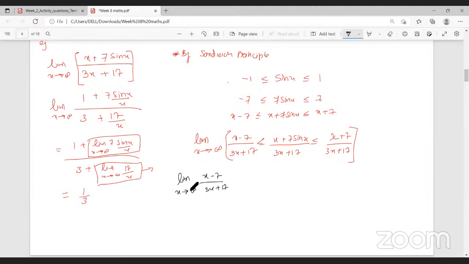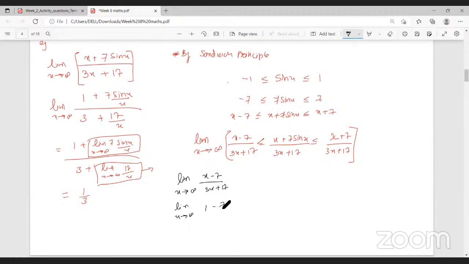Whenever the limit x tends to infinity, what do we have to do? We take x common and divide the numerator and denominator by x. Yes, we can divide it by x, since x tends to infinity.